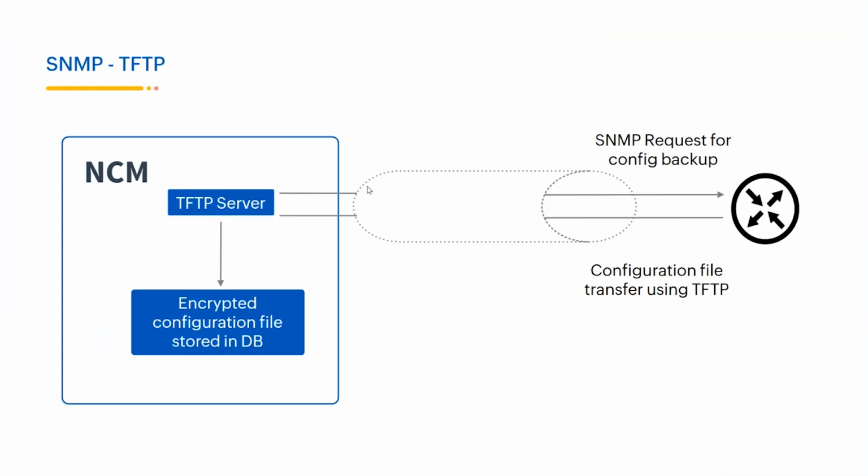Now let's look at the SNMP with TFTP protocol. For SNMP with TFTP, the TFTP server sends an SNMP request to the device for a configuration backup. The device then transfers the configuration file using TFTP. The file is received by the TFTP server, encrypted, and finally stored in the NCM database.